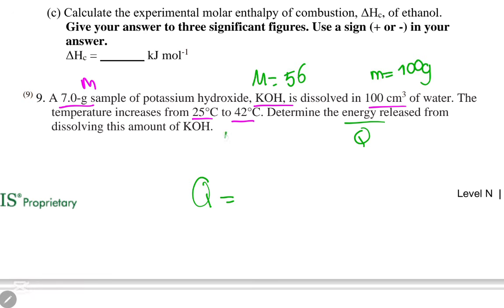Okay. The temperature increases from 25 to 42. So delta T is 42 minus 25, which is 17, right? And now they want us to find Q.